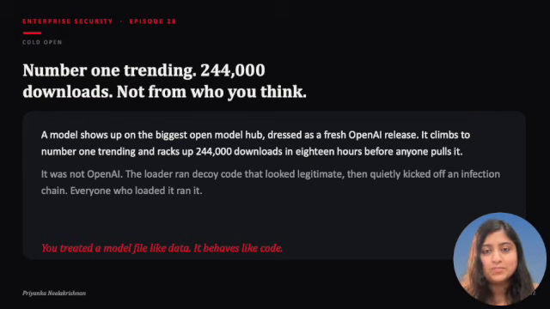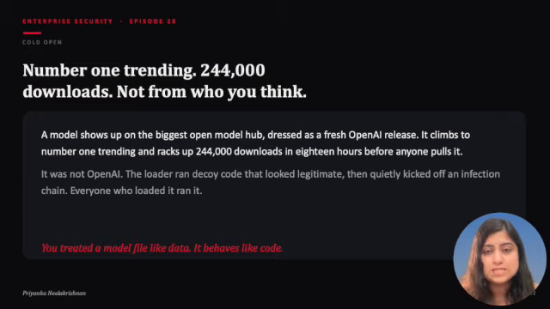Here is a real one. A model shows up on the biggest open model hub, dressed up as a fresh release from OpenAI. It climbs to number one trending. It racks up 244,000 downloads in 18 hours before anyone takes it down. It was not OpenAI. The loader ran some decoy code that loaded like a legitimate model loader and then quietly kicked off an infection chain. Everyone who loaded it ran it.